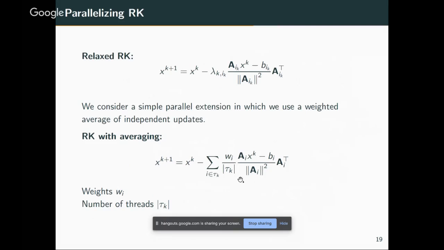Now we could, for example, compute each of these calculations independently in parallel threads, and then combine this information to hopefully have an update that makes more progress than a single update would. The size of the set tau sub k will just relate to the number of threads, for example, that we're assuming we have available.